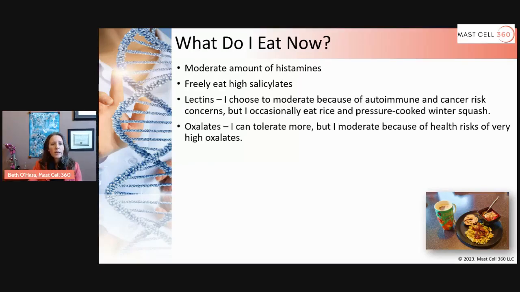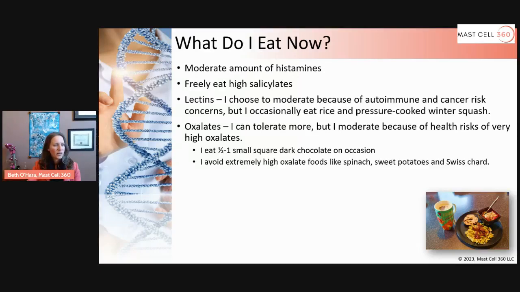And oxalates, I could tolerate a lot more, but I moderate, so like I talked about, I don't do 2 servings of beets. But I eat a little bit of chocolate. That's my one thing in that high oxalate category. I'll have a half to 1 small square of dark chocolate on occasion. And I just avoid those super high ones. So let's talk about, oh, I got one more on this.